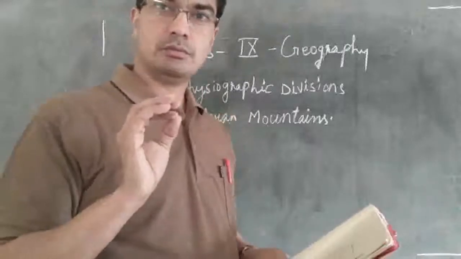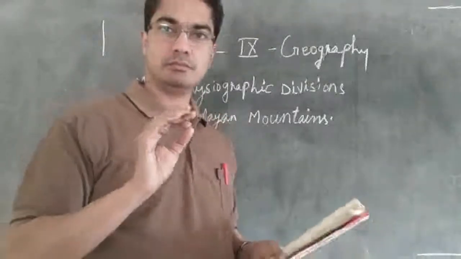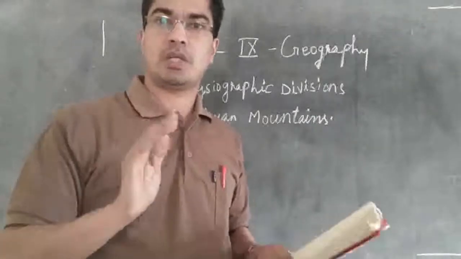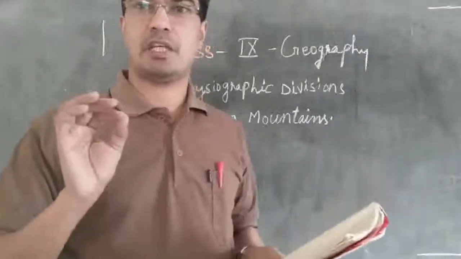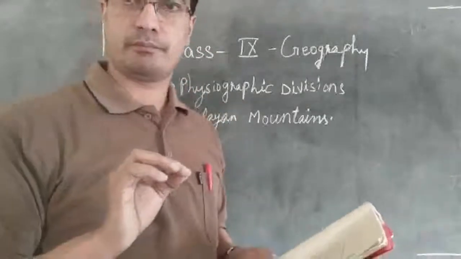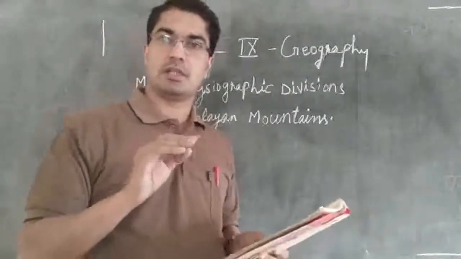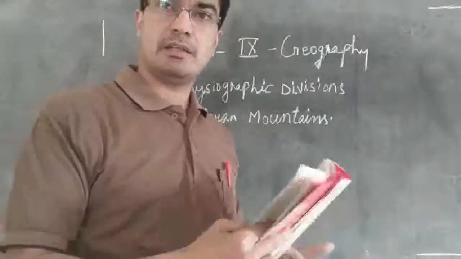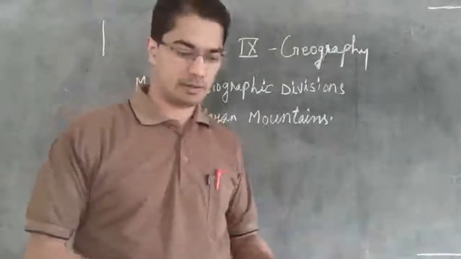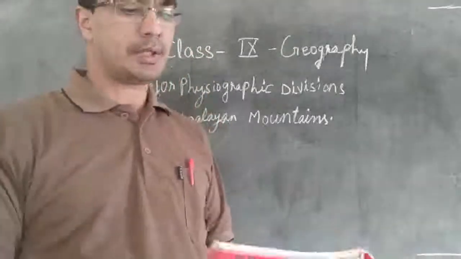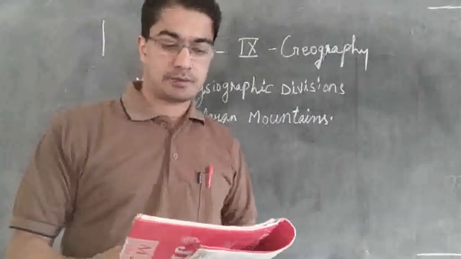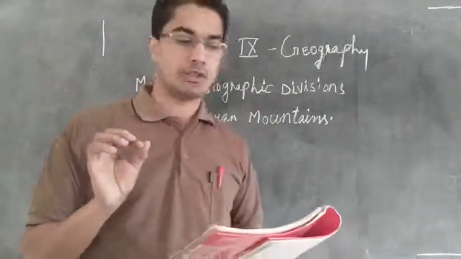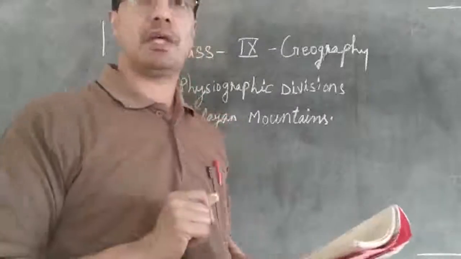So let us see, especially in the context of India, what are the different types of physical features that we have. We already said that we have mountains, valleys and so on. So let us see in detail one by one. We can say there are six physical features, six geographical divisions we have.